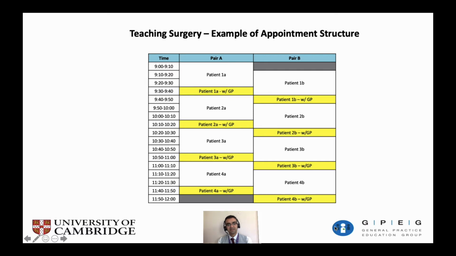So during the time that they're seeing the patient, they could be taking the history. If it's a face-to-face, then they could be actually examining the patient as well. And then the GP comes in and, as I say, does their bit. Pair B, they set off at 9:10, and then they have their half hour, and then the GP comes in and does their bit for the 10 minutes. And so you're going between pair A and pair B.